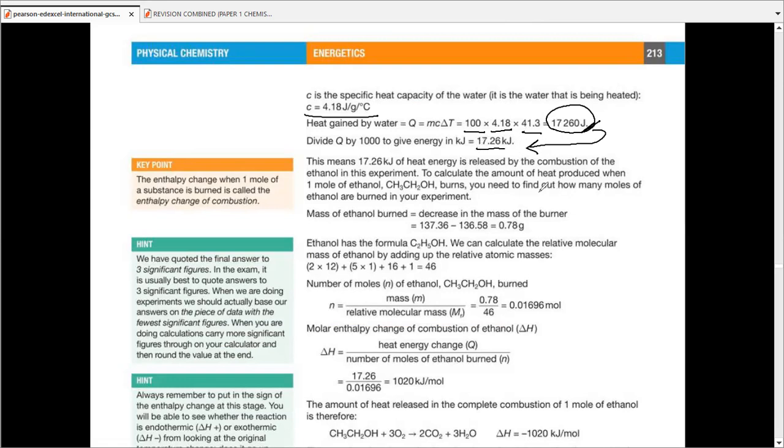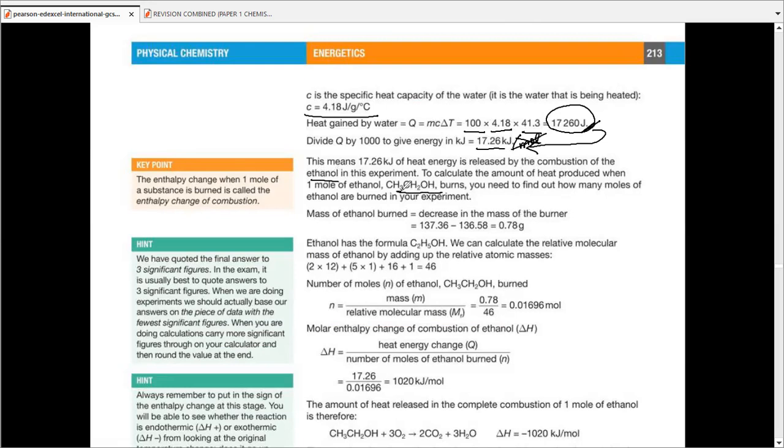So this is kilojoules, the amount of energy given out by this reaction. But that's not exactly kilojoule per mole. You won't see the symbol kilojoule per mole over here. Why? We haven't worked out the number of moles yet. Now let's talk about that.